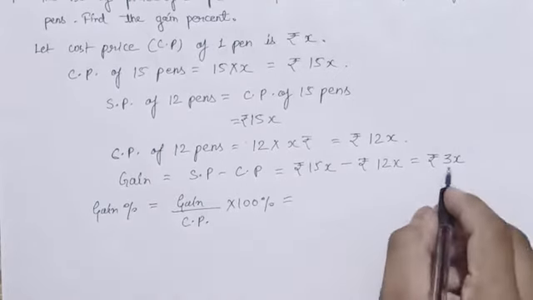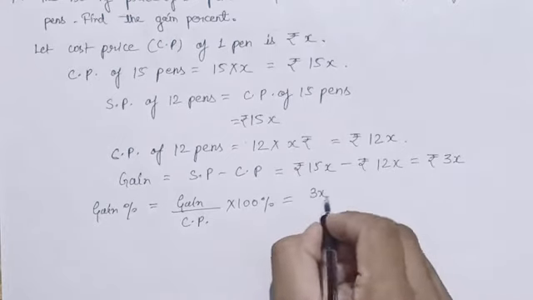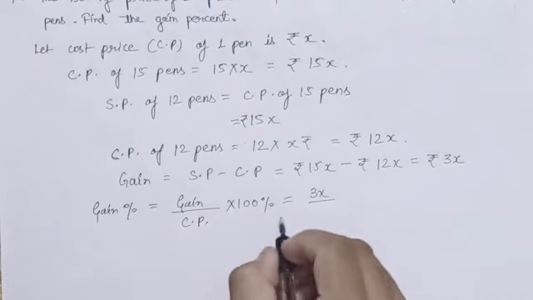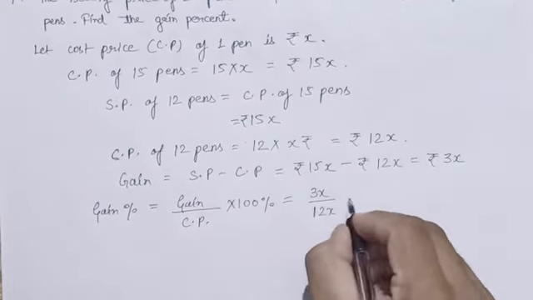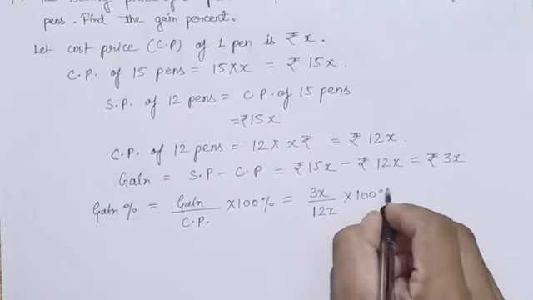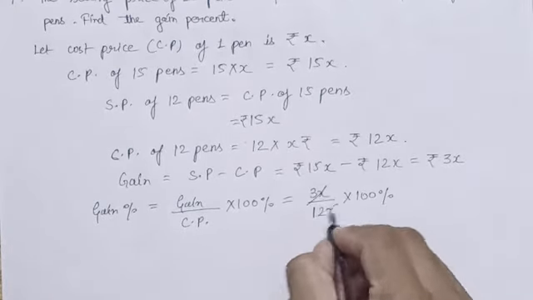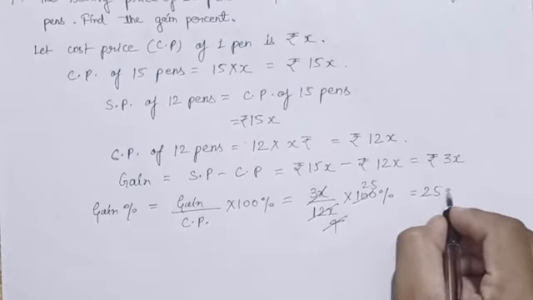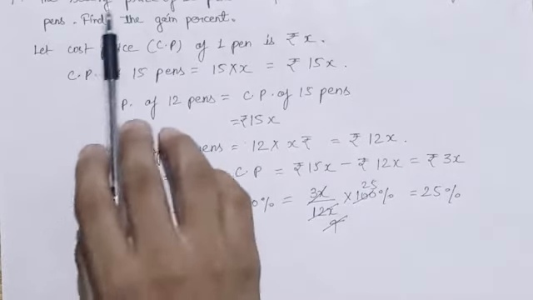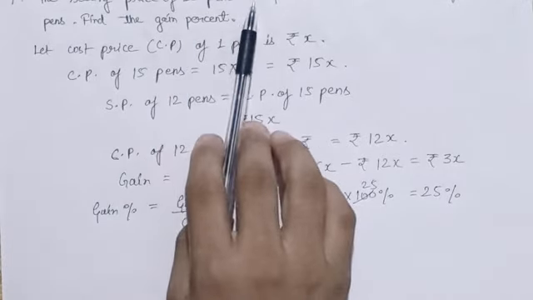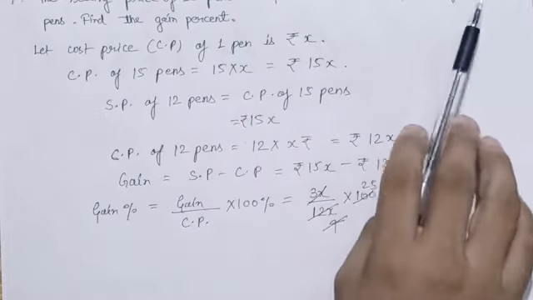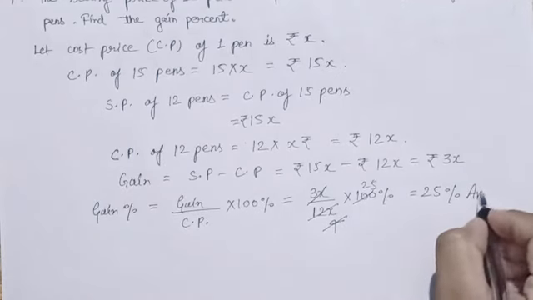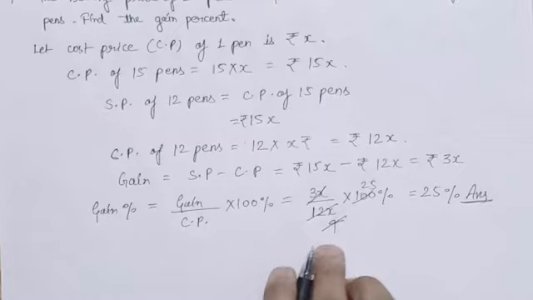So the gain is 3X. The cost price is 12X, because for the cost price of 12 pens we have to take 12X, multiplied by 100%. So here 3X and 12X, 4 times, 4 25s are 100. So it is equal to 25%. It means on selling 12 pens such that the selling price of 12 pens is equal to the cost price of 15 pens, there is a gain of 25%. So this is our required answer. Now let us solve the next question.